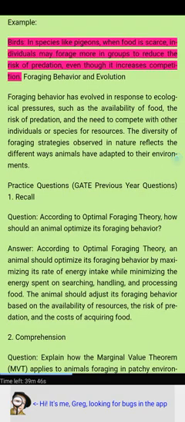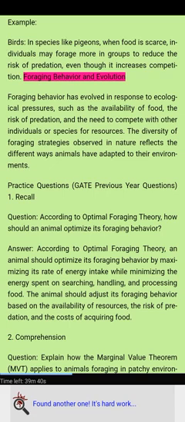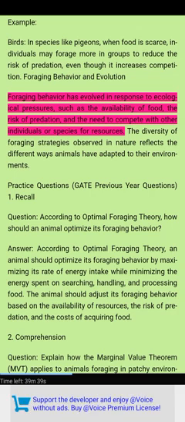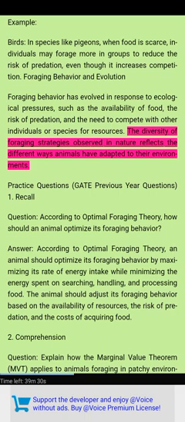Example. Birds. In species like pigeons, when food is scarce, individuals may forage more in groups to reduce the risk of predation, even though it increases competition. Foraging behavior and evolution. Foraging behavior has evolved in response to ecological pressures, such as the availability of food, the risk of predation, and the need to compete with other individuals or species for resources. The diversity of foraging strategies observed in nature reflects the different ways animals have adapted to their environments.